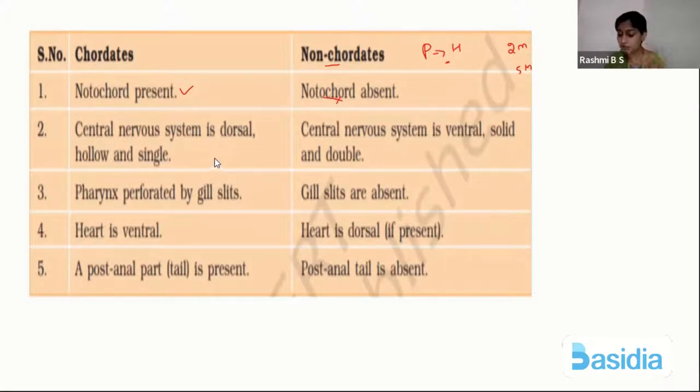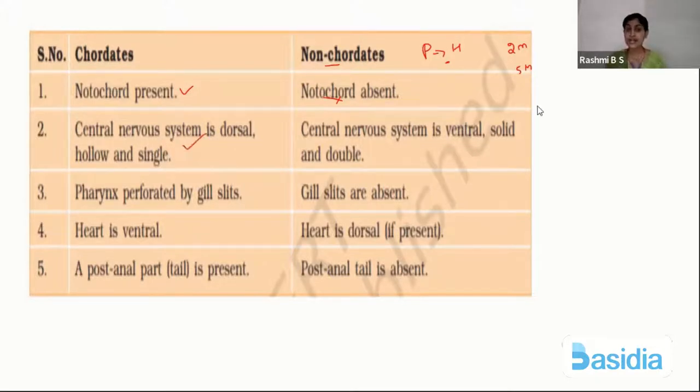And the central nervous system is dorsal. We have a spinal cord. We are chordates, right? Where is our central nervous system? The brain and the spinal cord. The spinal cord is dorsal, on the backside. And it's hollow. The spinal cord in the middle is hollow, and it's single.